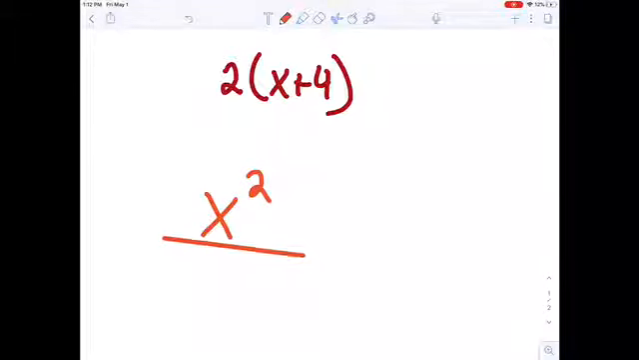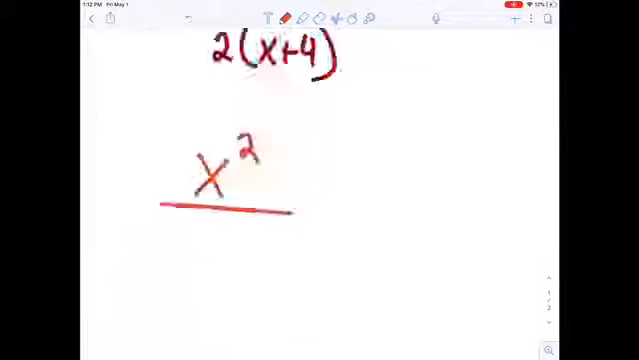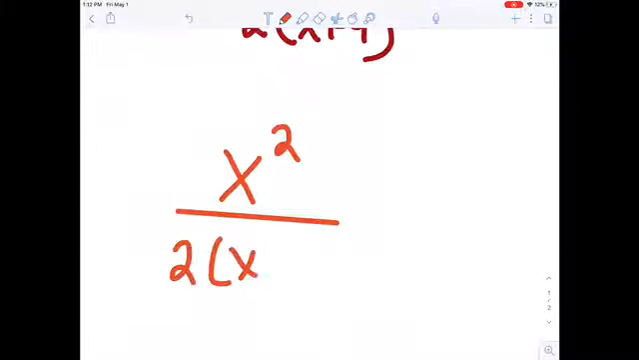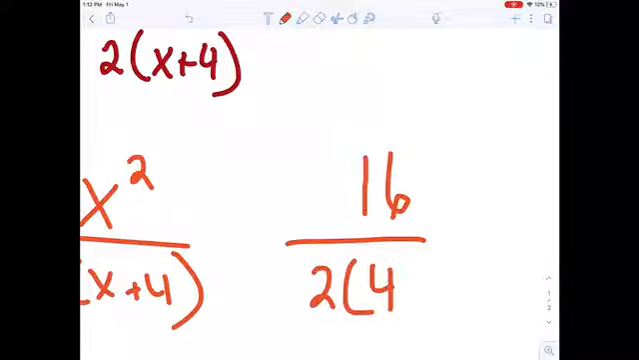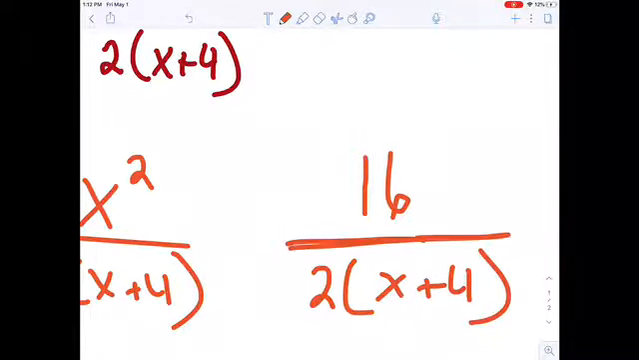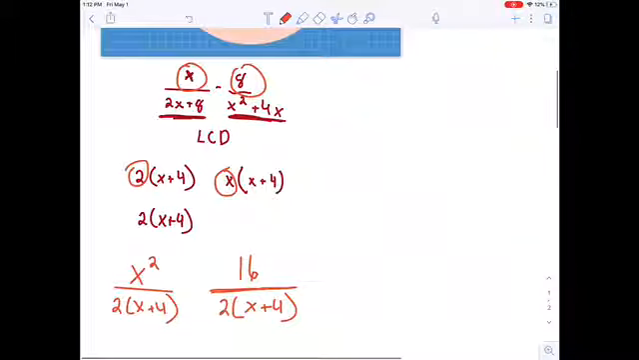So it's going to change to x squared over 2x times x plus 4, which is our new denominator. And then 16 over 2x times x plus 4. And I just did this by doing the corresponding cross multiply from which they came, as you can see there.